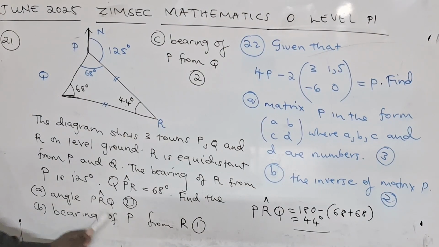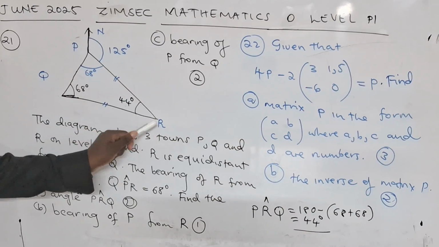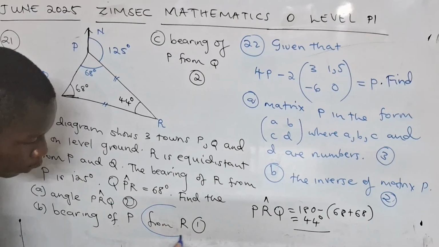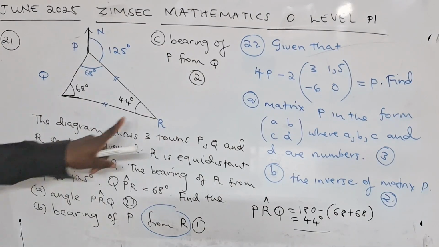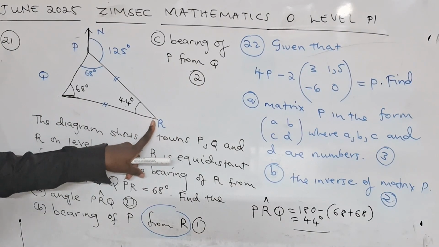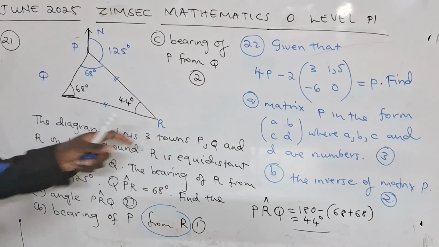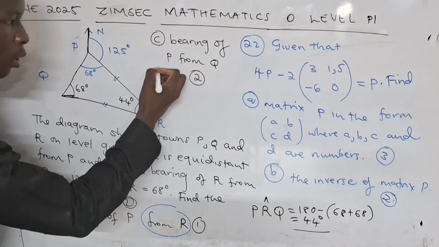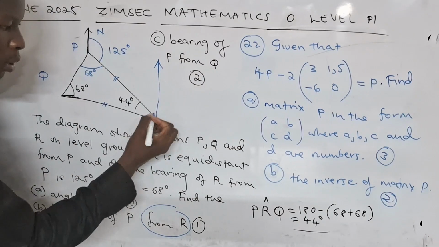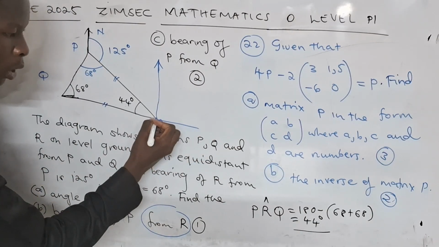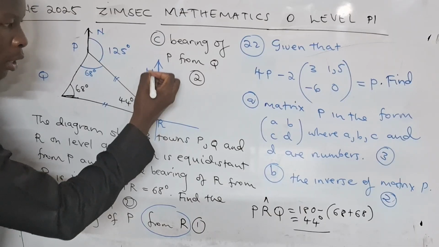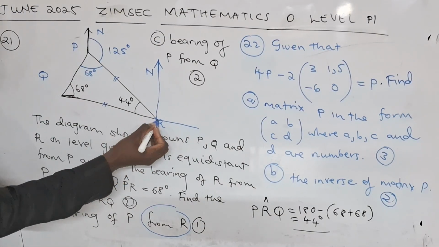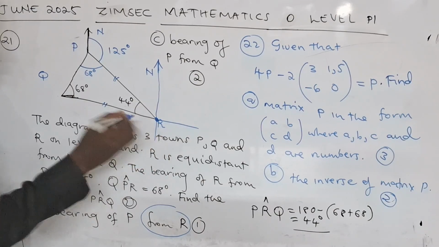You are supposed to find the bearing of P from R. So if I am saying from R, you go to R and you place a compass. Now I'm coming to R, I'm going to place a compass. This is the compass. Likewise, this is the north. So this is the north, this is point R, the compass is on point R.